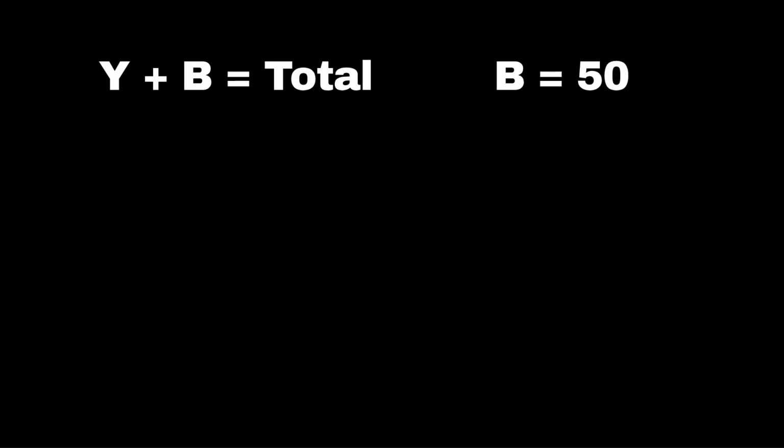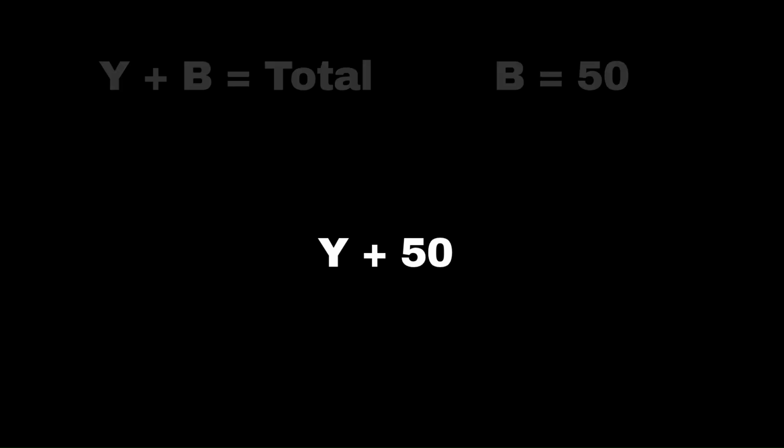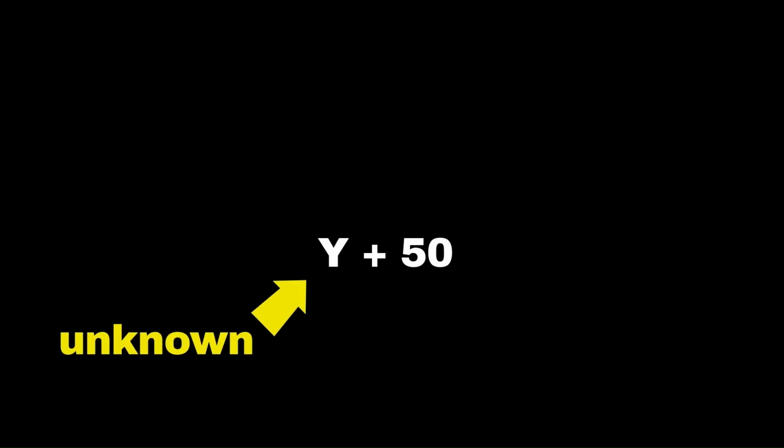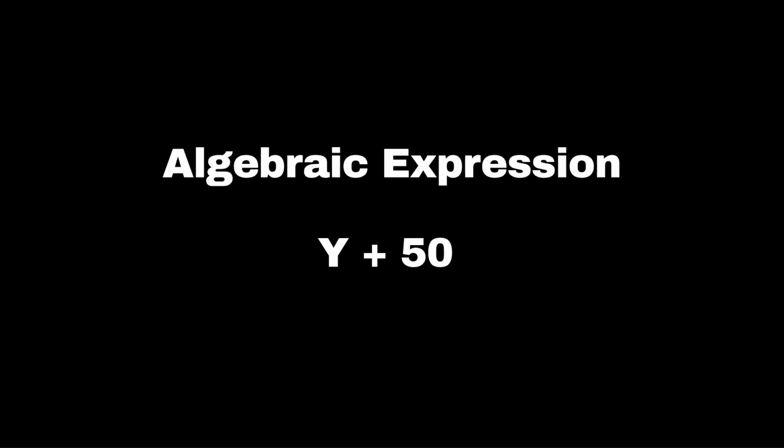We then counted 50 blue jellyfish. We can then substitute the b with 50. This gives us y plus 50. We have not counted the yellow jellyfish, so y will be the unknown variable. This is a representation of an algebraic expression.